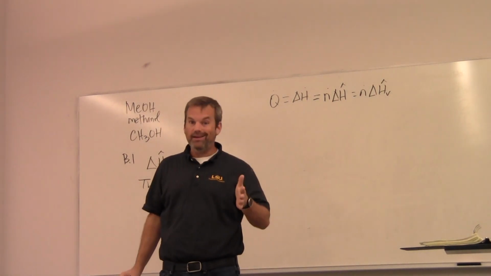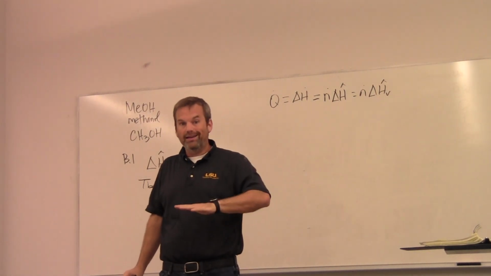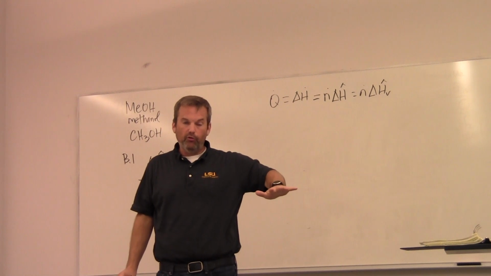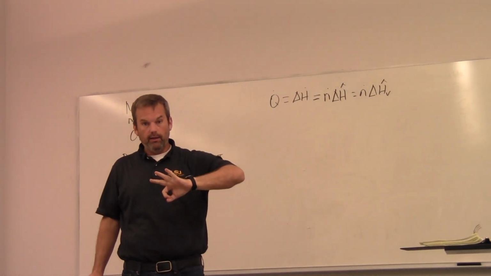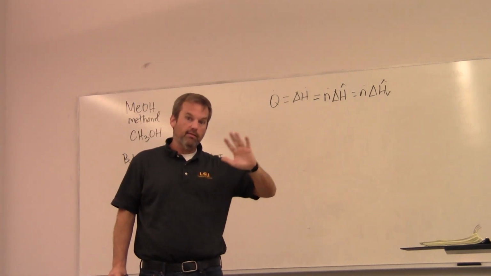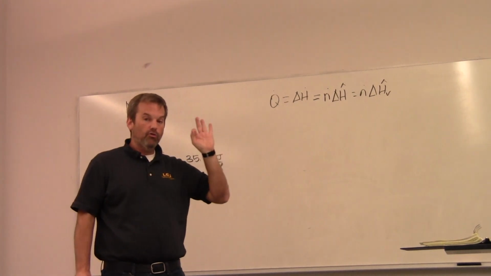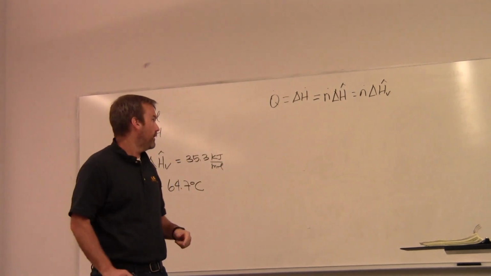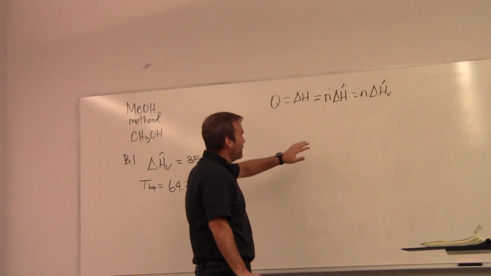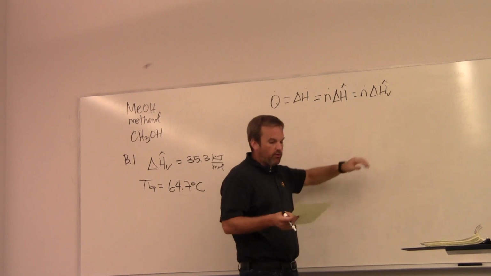Remember, there's no sensible heat here. There's no temperature going up, temperature going down. The only reason we have an enthalpy change is because of a phase change. That's process 3 in the 5 types of processes I told you guys about on Monday. So phase change at a constant temperature and constant pressure. That's what we're doing now. So the only enthalpy change we have is due to the vaporization.